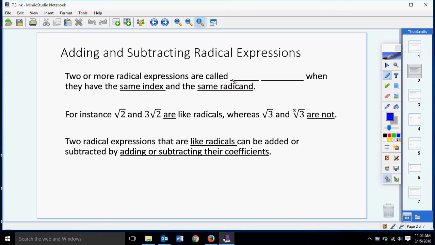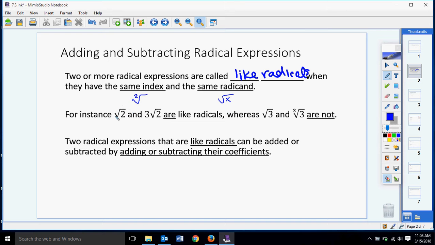Two or more radical expressions are called like radicals when they have the same index and the same radicand. So remember, index is the little guy up here, whether it's squared, cubed. Radicand is the number or letter underneath here.